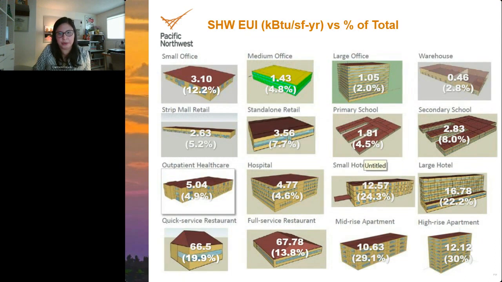So all of that energy use is calculated, and here's another snapshot, it might be a little hard to see, of the different prototypes' service water heating EUI compared to the total for the building. That's just another summary version of the previous slide that I showed you. So again, quick service is right up there. It's a high EUI overall energy use, and of that, the service water heating is almost 20%, one of the larger categories aside from the high rise.